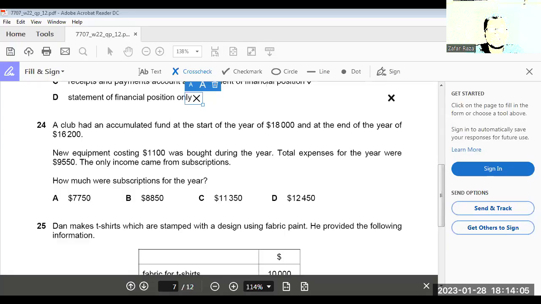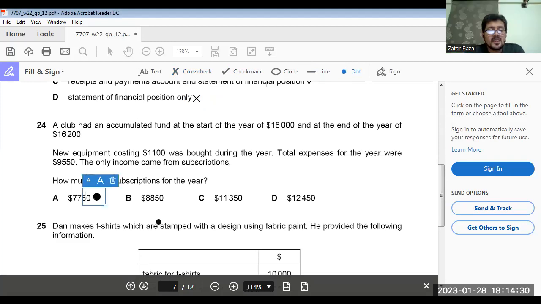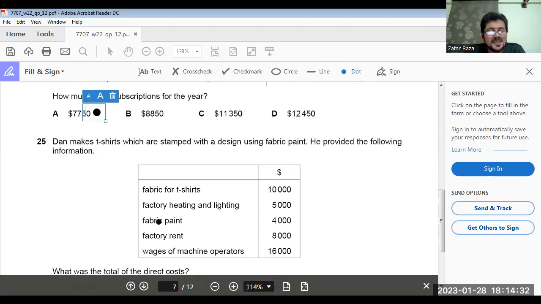Okay, now see, 18,000 minus the accumulated fund at the end of the year, 16,200, is 1,800. 1,800 minus 9,550 expenses. So 7,750 is your subscription, because it's showing a loss of 1,800. Okay, a deficit of 1,800. I'm sorry.